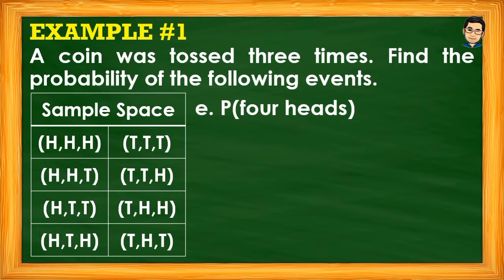So, for letter E, what about the probability of getting 4 heads? So, based sa problem natin, a coin was tossed 3 times. So, 3 beses natin tinoss yung coin. Is it possible to get 4 heads? No. It's because tatlong beses nga lang natin tinoss yung coin. So, imposible makakuha tayo ng 4 na heads because 3 is less than 4. So, the probability of getting 4 heads is 0. So, imposible po na magkaroon tayo ng ganyang outcome.